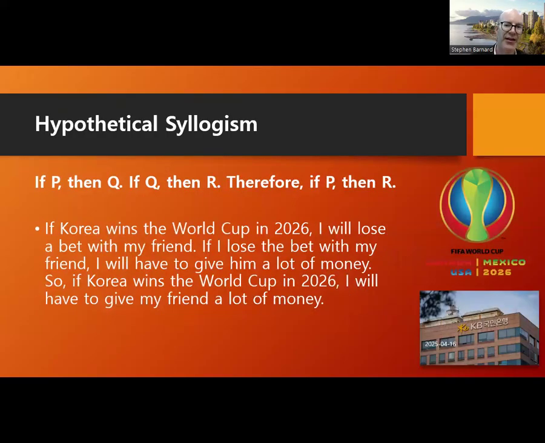And then the hypothetical syllogism: if Korea wins the World Cup in 2026, I will lose a bet with my friend. If I lose a bet with my friend, I will have to give him a lot of money. So if Korea wins the World Cup in 2026, I will have to give my friend a lot of money. In our class, this was probably the most commonly used deductive argument in our class activity because it is quite a simple one to put together.